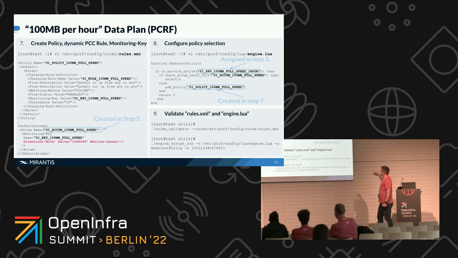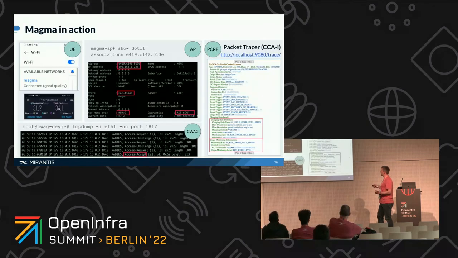In the other case, if the accumulator is not full, the policy we configured in step 7 is installed. That means that the PCC rule, the dynamic charging rule, is sent to the carrier Wi-Fi access gateway. The flows are installed, and the data usage for the charging rule is reported with this monitoring key. So this is more or less how the configuration of data plans looks in PCRF.